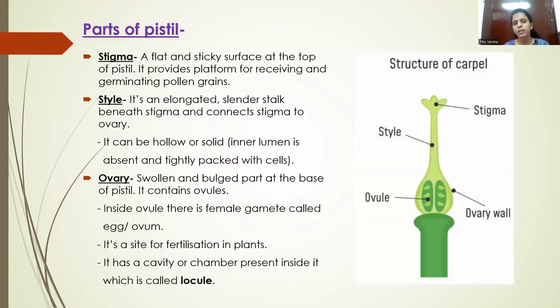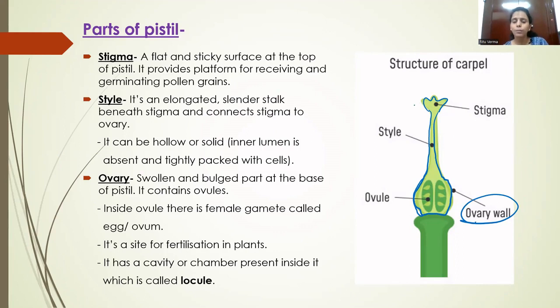Now we have discussed this in lower grades, and in the first video we observed that the pistil or carpel is the female reproductive structure of the flower, and it has three main parts. The uppermost part is known as the stigma, and then there is a long stalk or tube-like structure which is called the style, and just below the style at the base we have the bulged part, which is called the ovary.